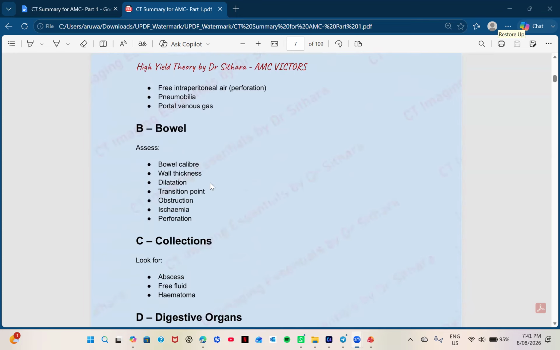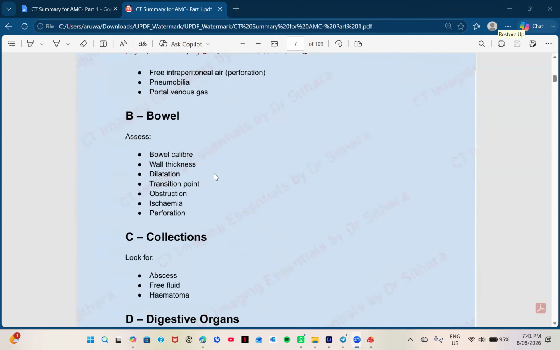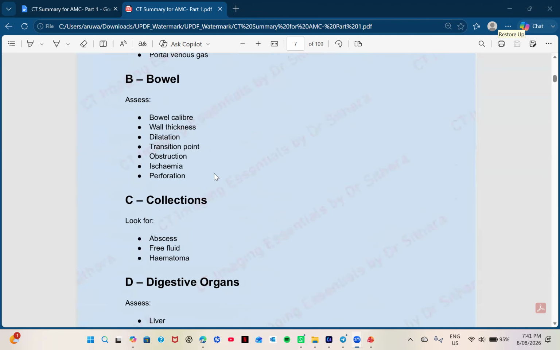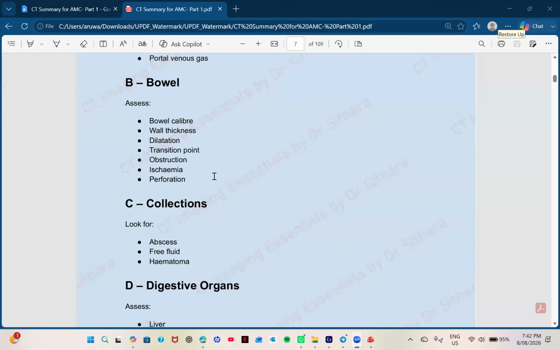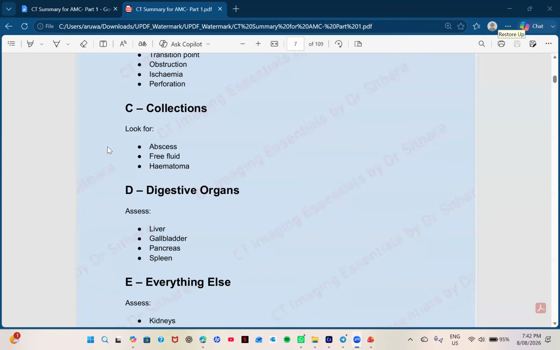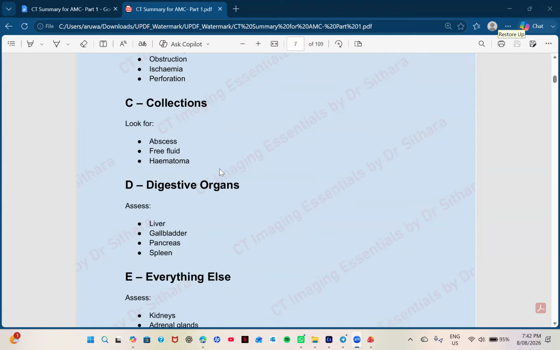A. B means you can assess the bowel, right? Wall thickness, how the bowel feces are present, the dilation, right? Transition point, especially in mechanical obstruction, right? Is there an obstruction? Is there any dilatation without mechanical obstruction, without a transition point? You have to make sure you know everything. Also perforation, ischemia, right? You have to check the bowels. Then you have to check for collections. That means you can look for abscess, free fluid, hematoma, right? Something has collected, you have to check.